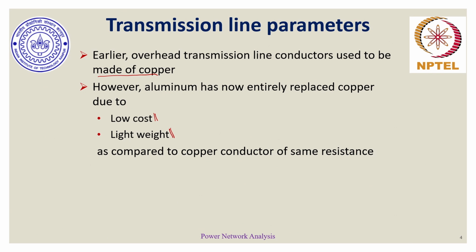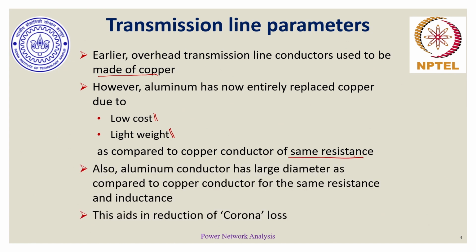But aluminium also has its own pitfall, in the sense aluminium does not tend to have the same mechanical strength which a copper conductor could have for the same resistance, same conductivity, same current. And another reason why aluminium has replaced copper conductors is that for the same resistance, aluminium could have a larger diameter, which tends to reduce the voltage gradient on the surface of the conductor, and that helps in reduction of corona loss. Please have patience. We will discuss corona loss in detail in the next few slides.